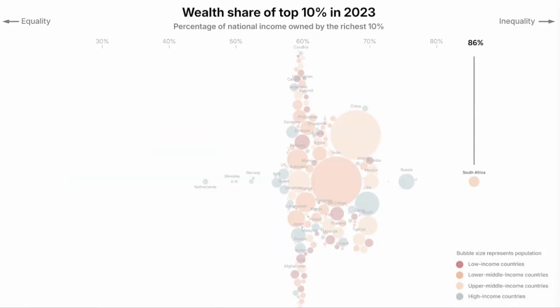If we switch the chart from income to wealth inequality, the gap becomes even bigger. South Africa also has the highest wealth inequality, with the top 10% holding almost 86% of the total wealth. On the other hand, in the Netherlands, they own 45%. Wealth inequality within countries has generally increased in the last decades.